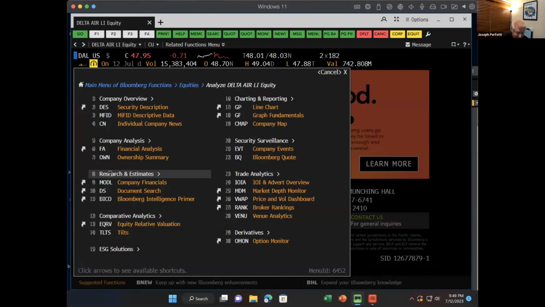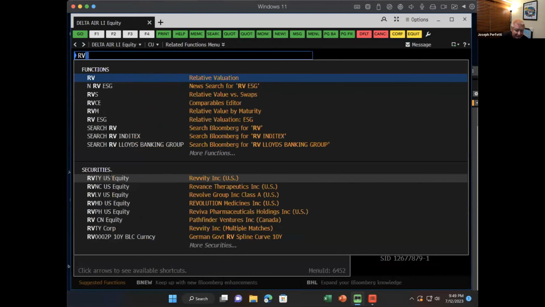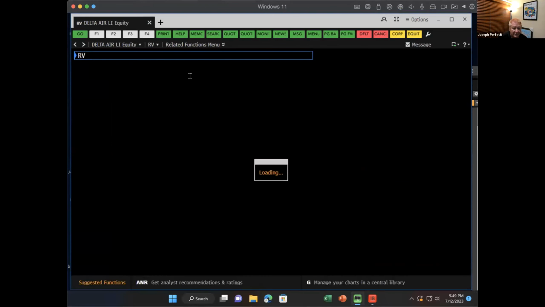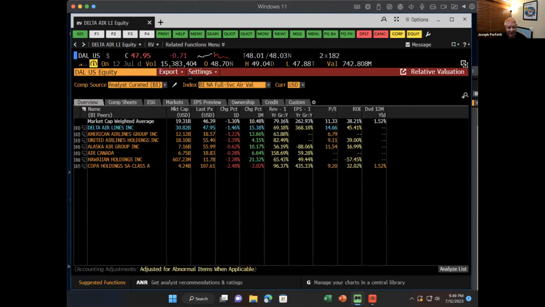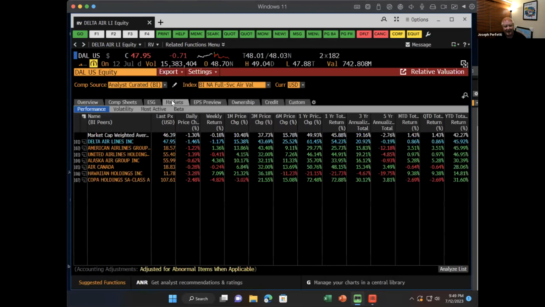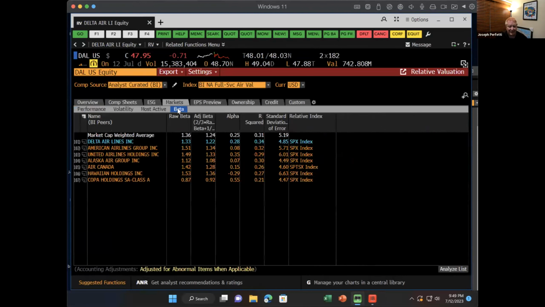Okay, so here's the idea. I've given you a screenshot of Delta's peers, NVIDIA's peers, in your actual assignment that looks like this. And on this screenshot is the beta for each of the companies, the raw and the adjusted, and the industry average beta.